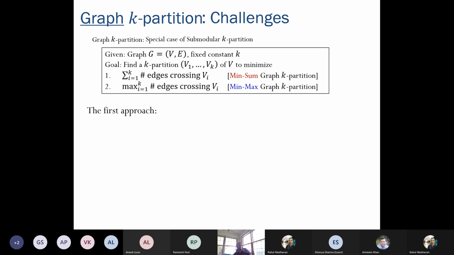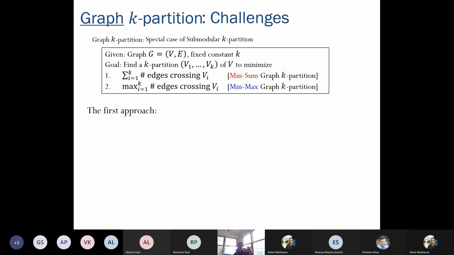When k equals 2, both these problems correspond to global min-cut in graphs. What is the first approach to solve global min-cut in graphs? Well, the first approach is to solve min-st cut for all pairs s and t and return the cheapest. Okay, that will be a global min-cut in graphs.